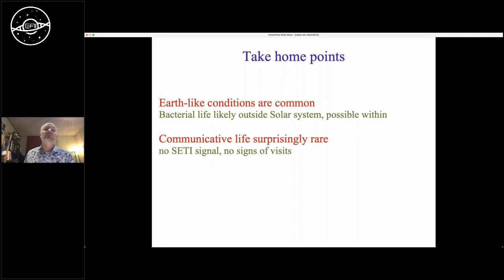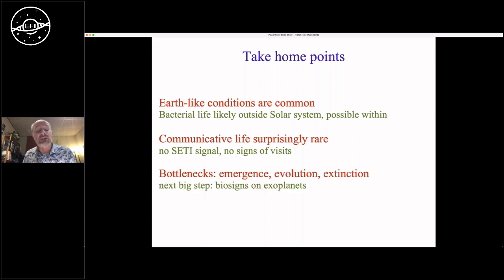It's quite different if you talk about communicative life that is, for example, able to emit radio signals. We observe this to be very rare, right? There is no convincing SETI signal picked up by a radio telescope. There are no signs of visits. So clearly, this is a rare thing, and we don't quite understand why that is. But there is no lack of possible reasons.